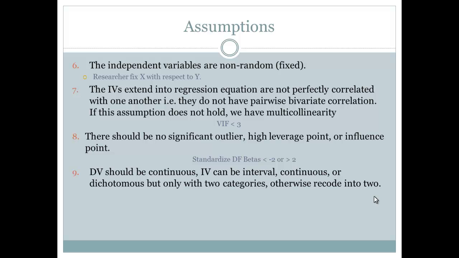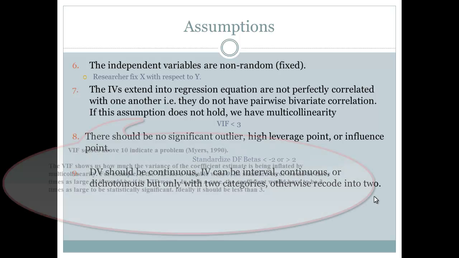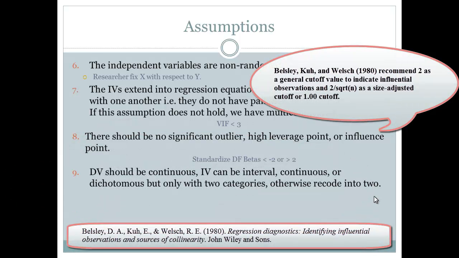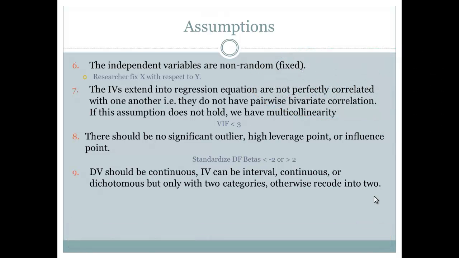Normally it never happens in social sciences, but when we perform a true experimental design, this case should be followed. Seventh is the assumption of multicollinearity. There should not be any multicollinearity between independent variables. Eighth, there should not be significant outliers, high leverage points or influence points. We'll see it later on. There should not be any significant outlier which is affecting our model. If there is, then our model is not depicting the true picture.